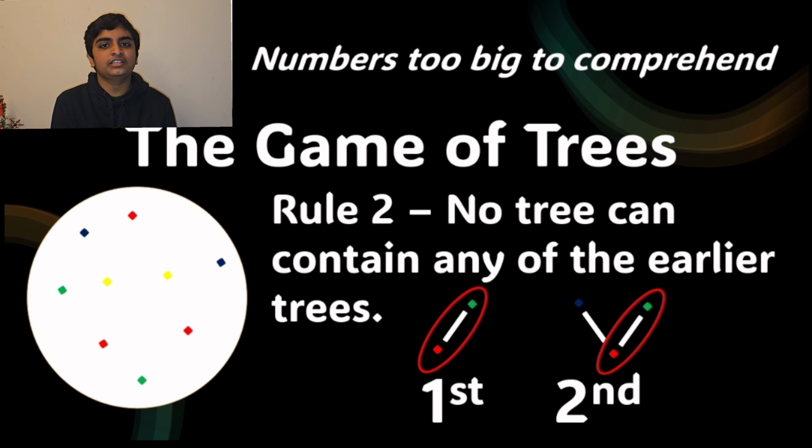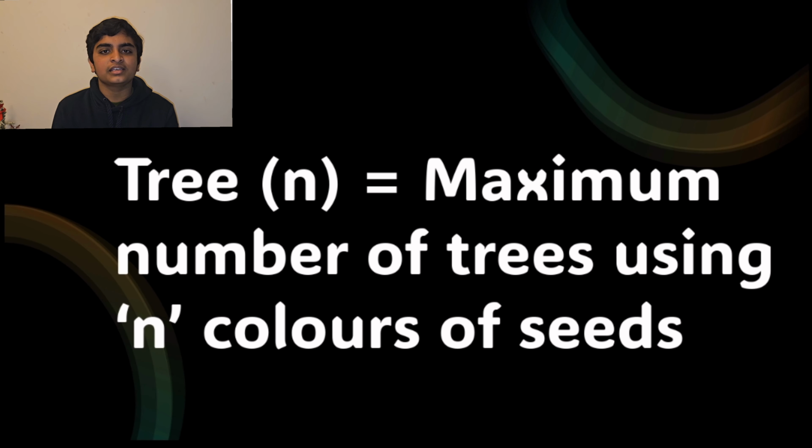The second rule of this game is that no tree can contain itself twice, which is proven by the first and the second tree on the screen right now. The first and the second tree cannot be joined due to the fact that the first tree contains a part of the second one. The way to write this is the tree of n. The n represents the number of seeds you are allowed to build the tree with, and the value of the tree of n is the number of trees you can produce using only n seeds.